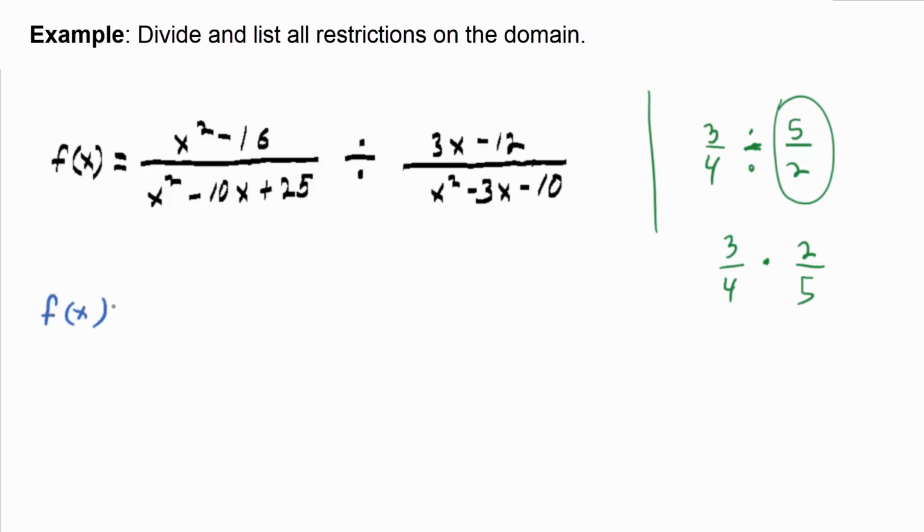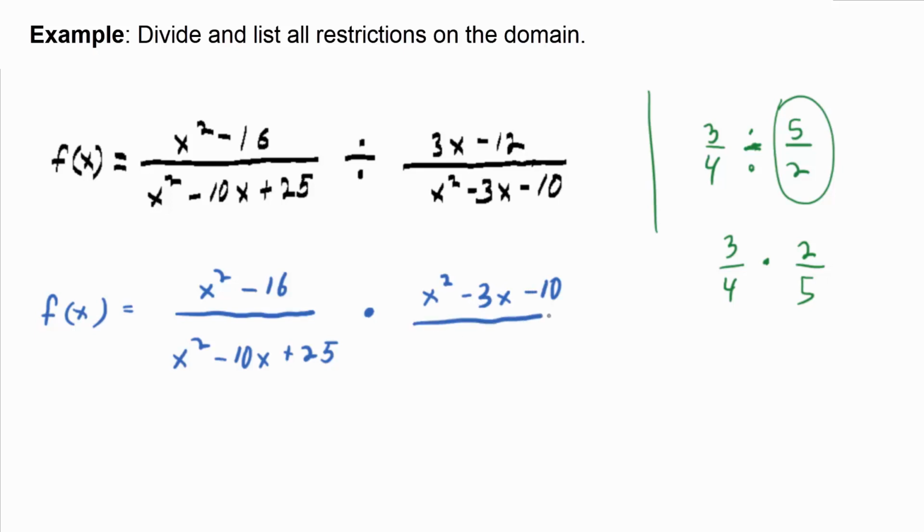F of x is equal to x squared minus 16 over x squared minus 10x plus 25. Okay, then it's times, just flip this guy. The denominator becomes the numerator: x squared minus 3x minus 10. Numerator becomes the denominator: 3x minus 12.